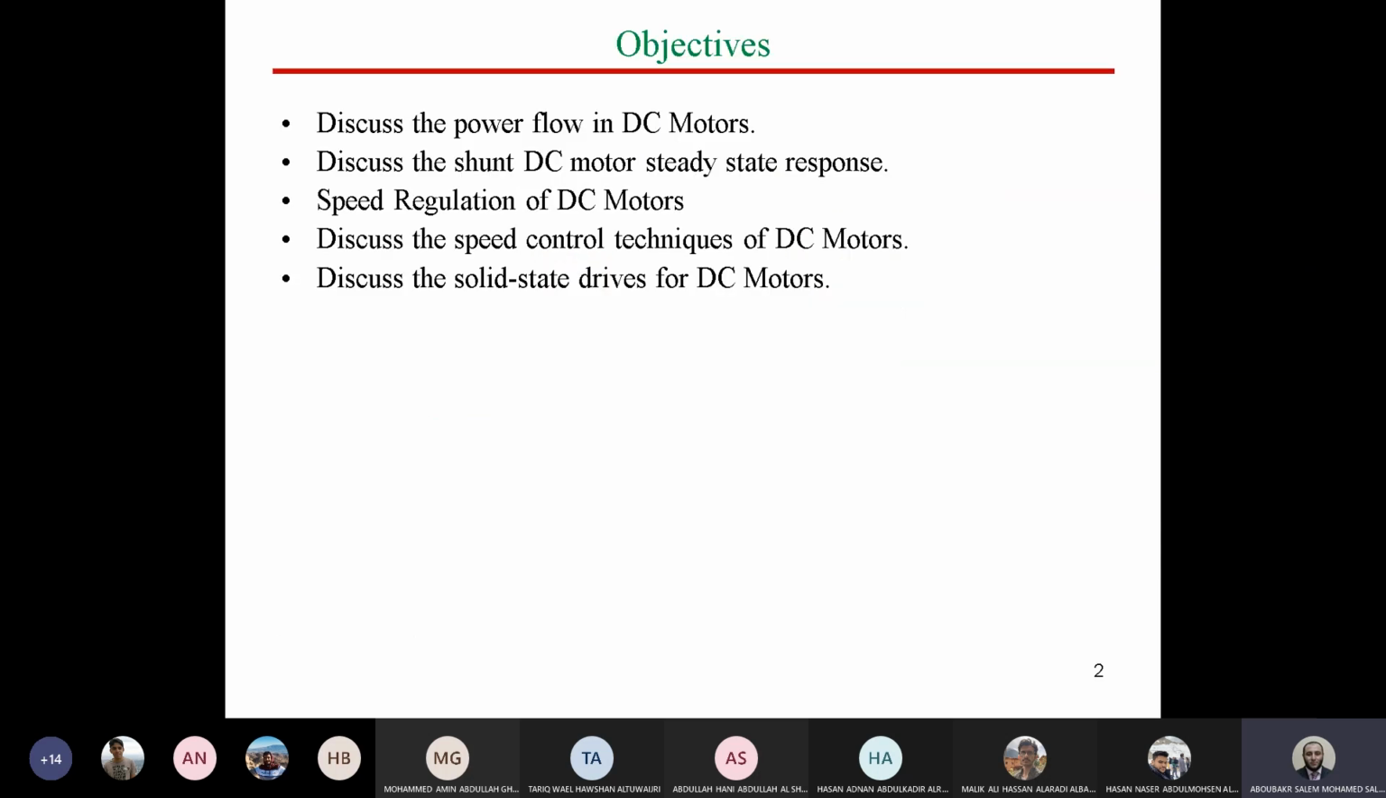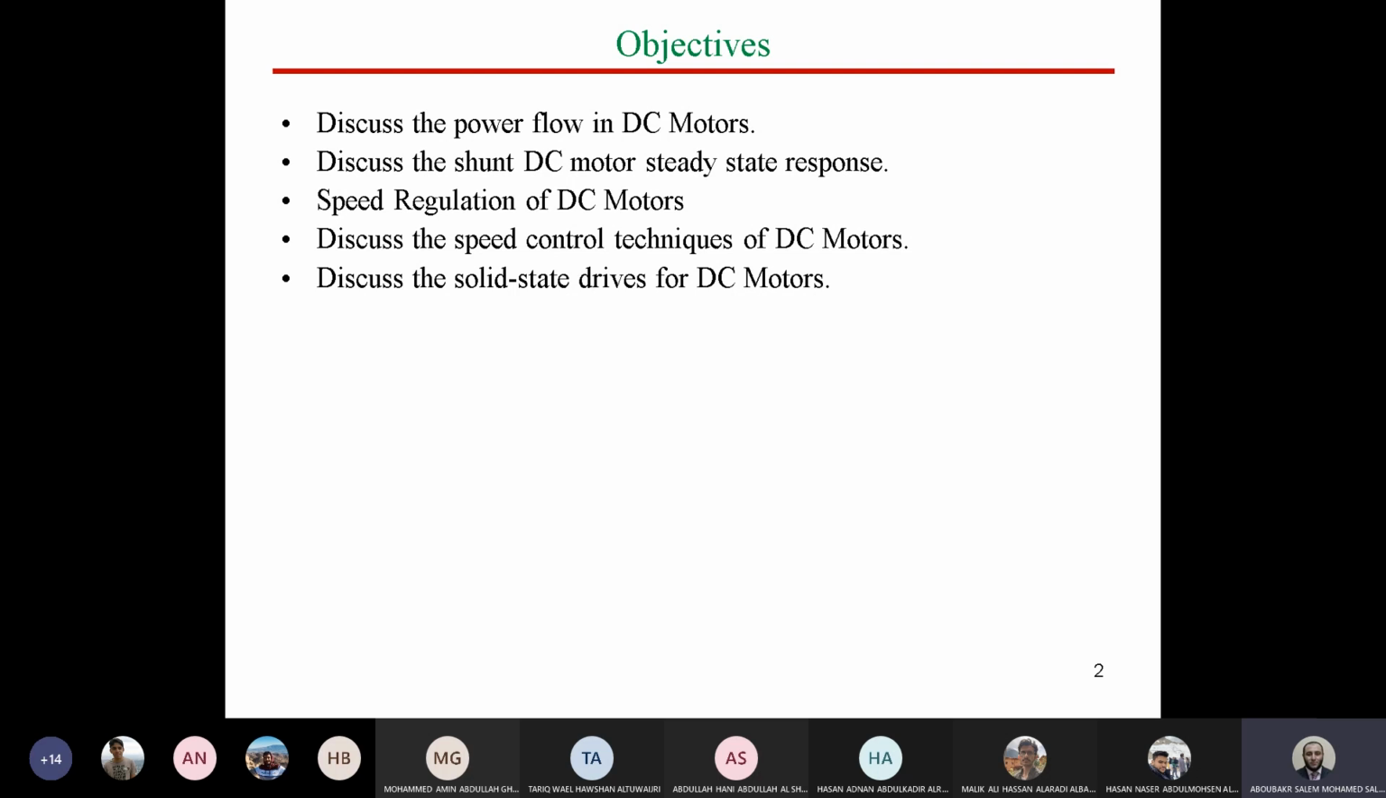So today we will start discussing the behavior and performance of separately excited DC motor and series DC motor, steady state analysis, speed regulation, and we will discuss the speed control mainly of separately excited and shunt, and the solid state drives used for DC motors.